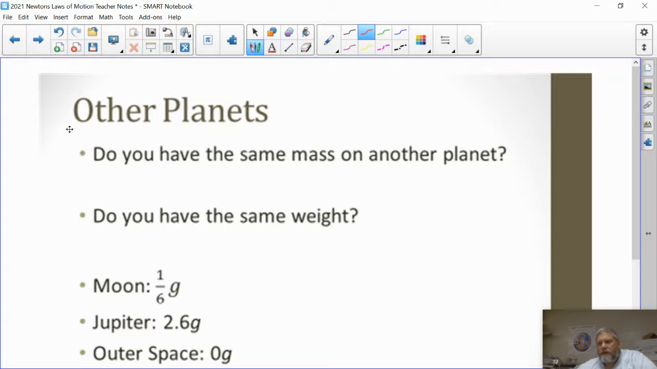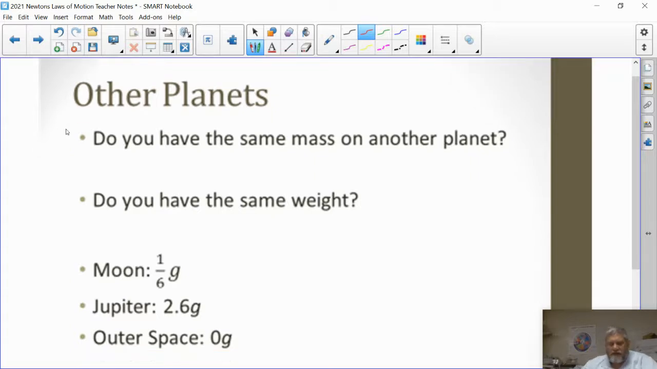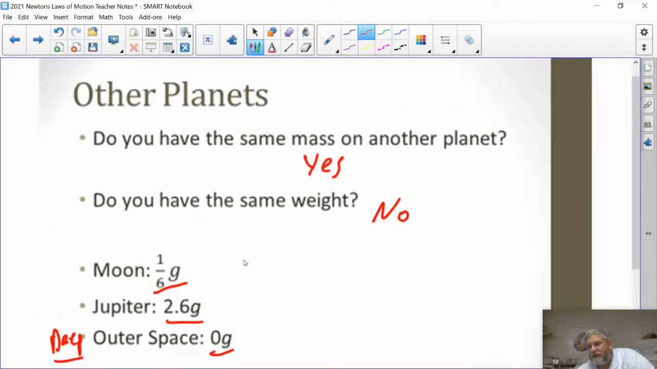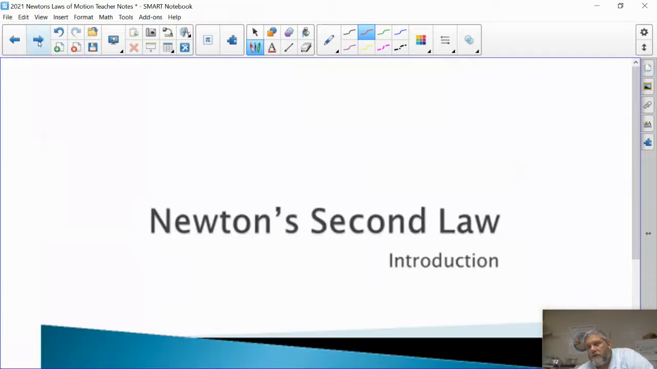Okay, if you go to another planet, do you have the same mass? Do you have the same amount of stuff? Yes. Do you have the same weight? No, unless the gravity is exactly the same. You go to the moon, you weigh 1/6. Go to Jupiter, you weigh a little bit more than 2.5 times. You go into deep outer space where there's no sun, no planet, no anything, you weigh nothing. But you have to be really far away from anything, any gravity forces at all. All right, next we're going to talk about Newton's second law in the next video.